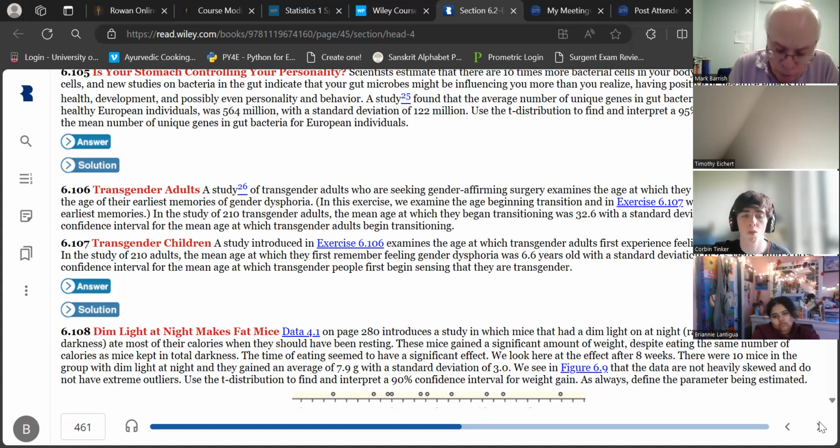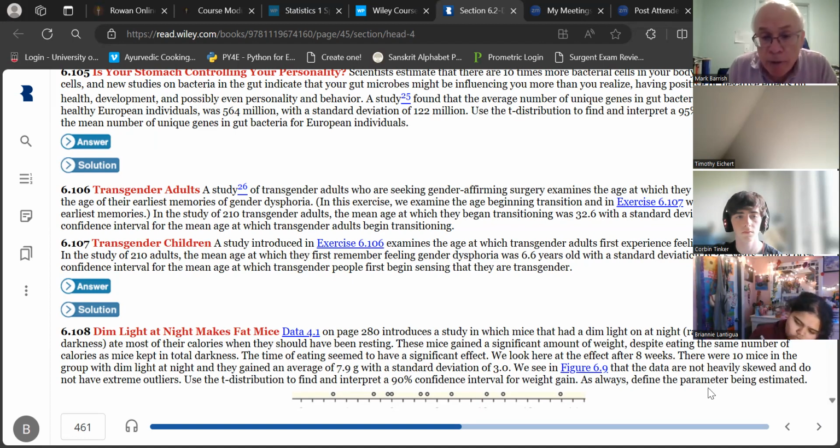So when I do a problem, I usually write down on a piece of paper all the information I need. I see the sample size is 210, so n is 210. X bar is going to be 6.6, and S, because it's the standard deviation from the sample, not from the population, is 3.5. So they give you this information, it's not from a data set. And you need to find the 90% confidence interval that estimates the mean age in which transgender people first begin sensing they are transgender. So let's go ahead and go to the calculator.